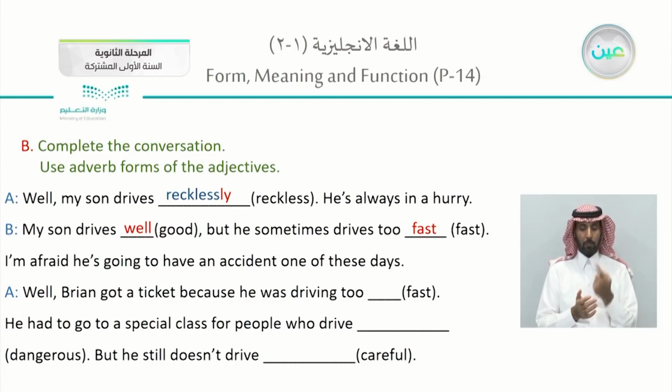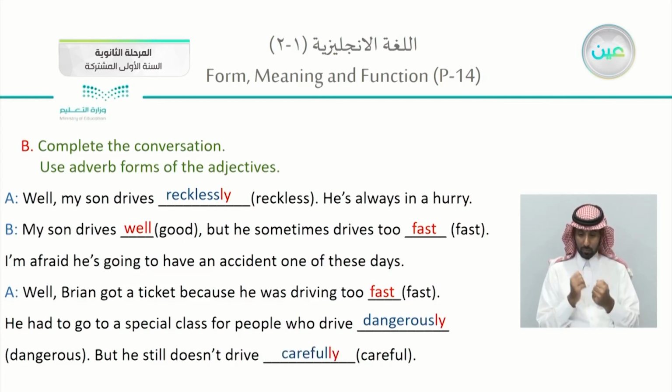Well, Brian got a ticket because he was driving fast. Here also the adjective is the adverb. He had to go to a special class for people who drive. How do they drive? In a dangerous way? Dangerously. But he still doesn't drive carefully. Careful driver, and carefully.